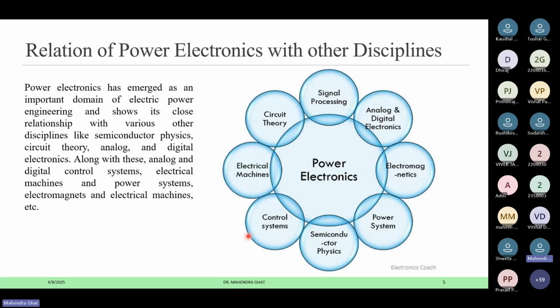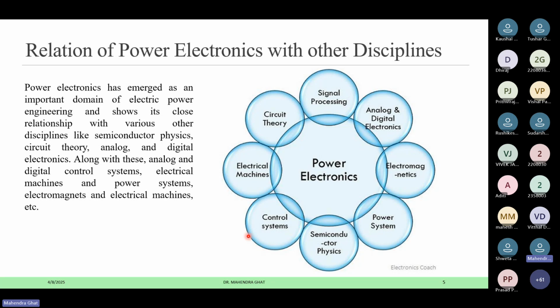Now, if you are considering only power electronics, we will not restrict ourselves to power electronics. If you are in power electronics, then you should know all other things like signal processing, analog and digital electronics, electromagnetics, power systems, all that kind of thing, because power electronics uses all of it.